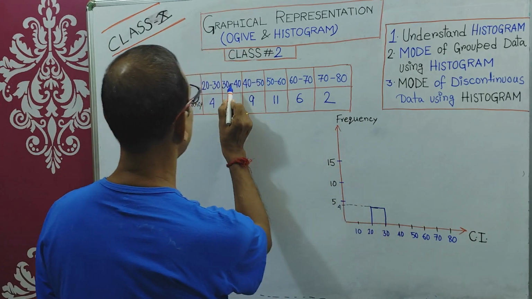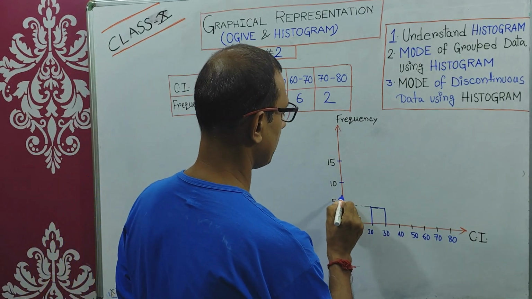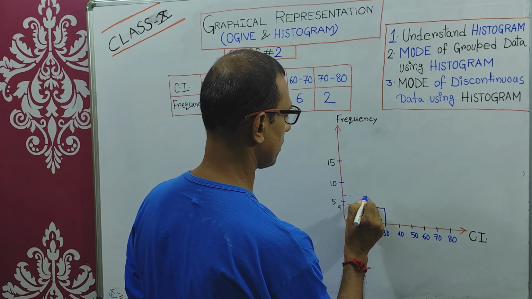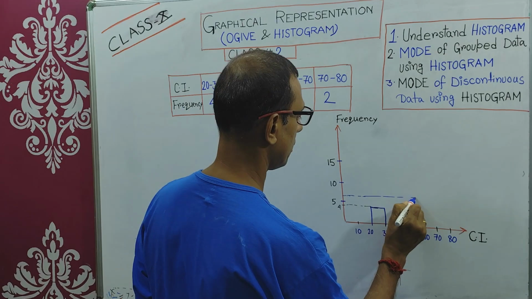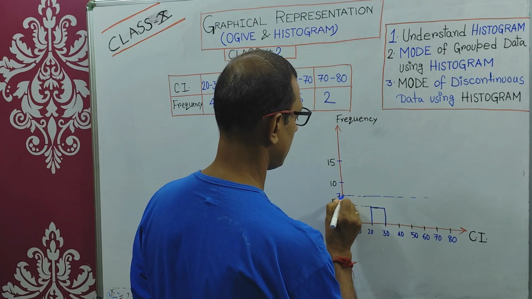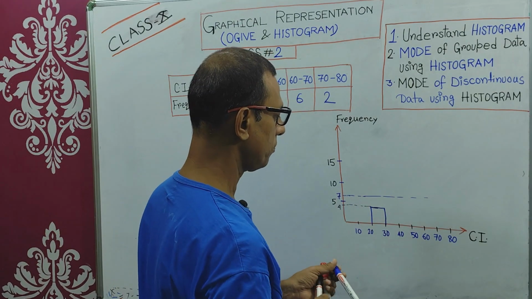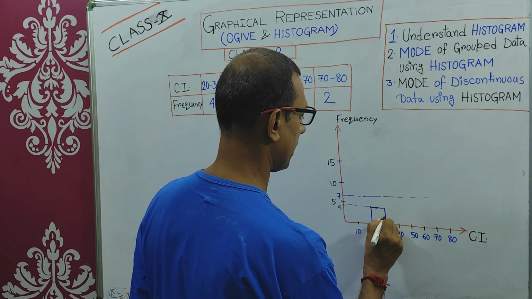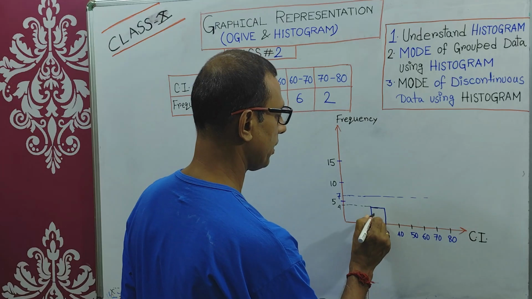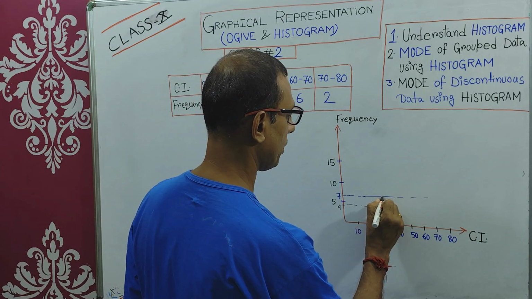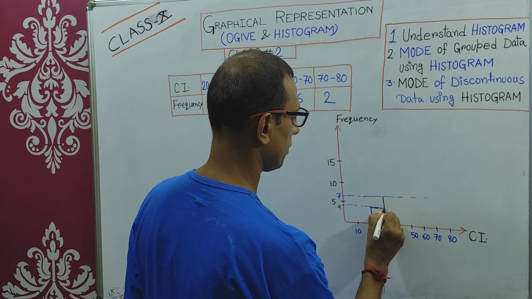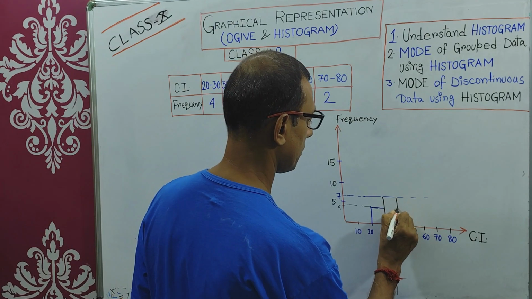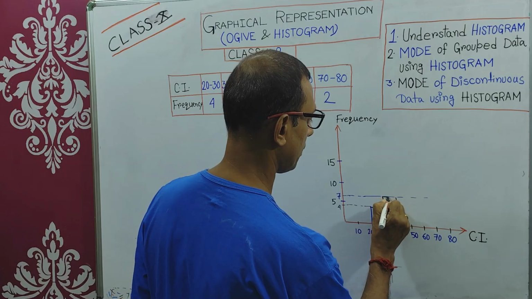Now from 30 to 40 it is 7. So if this is 5, let's say this part is approximately 7. 30 ends here. So 20 to 30 it is 4, and 30 to 40 you have 7, at 30 and also at 40.